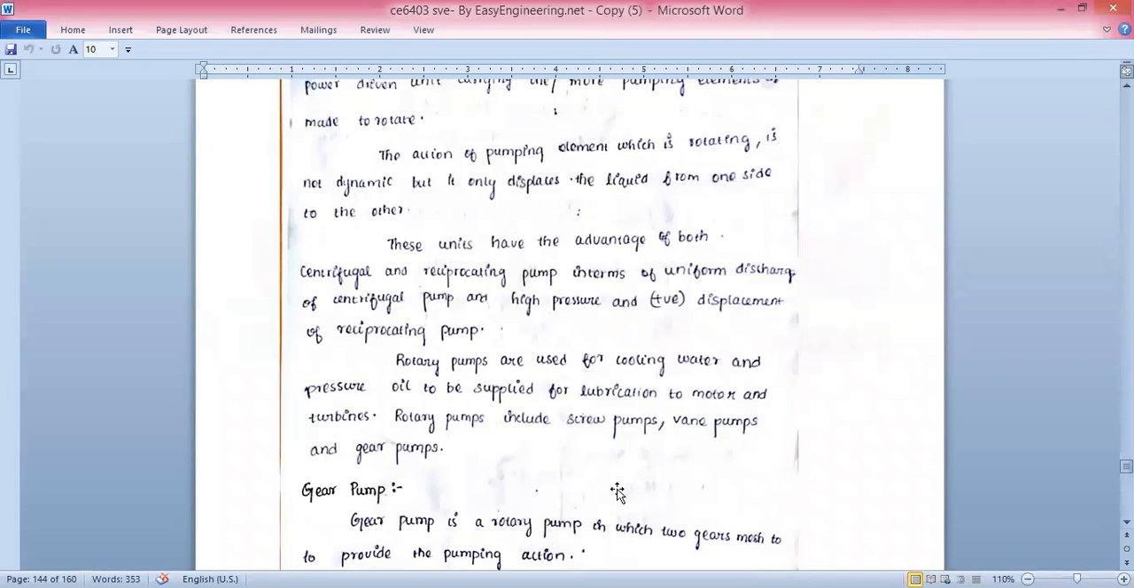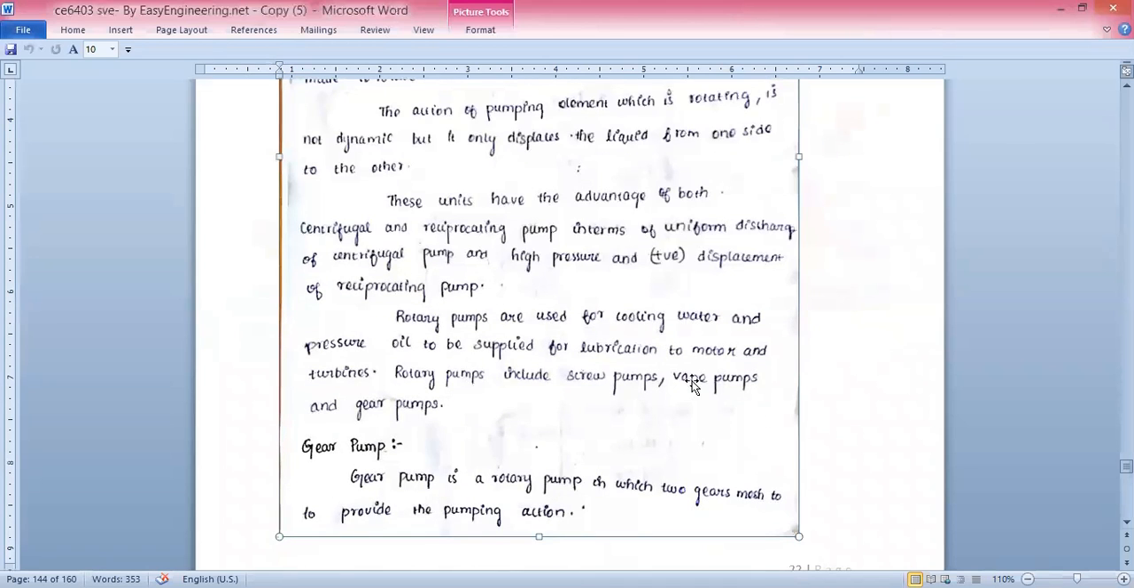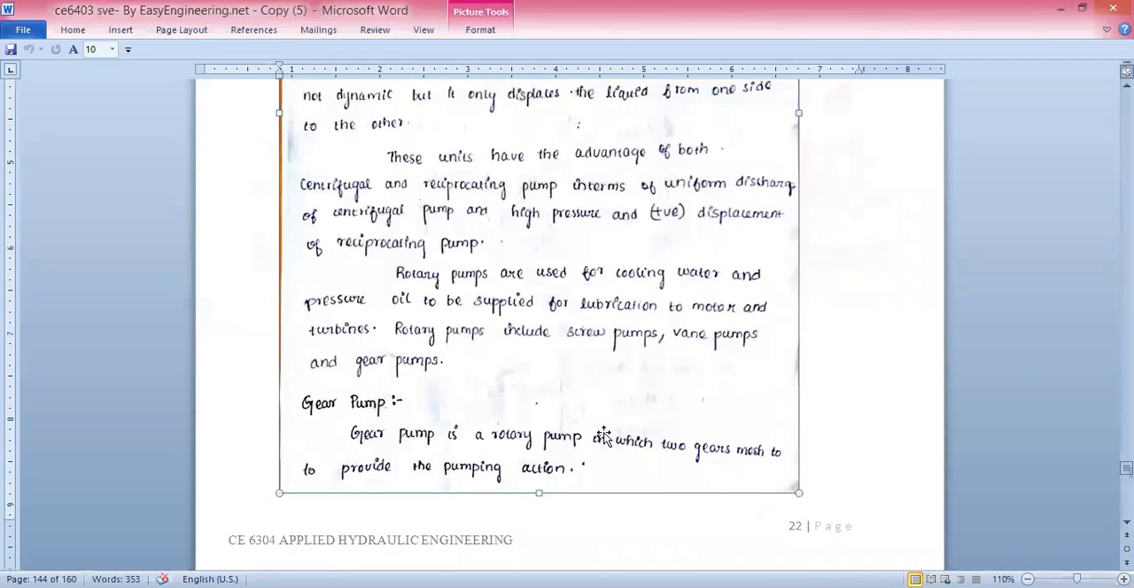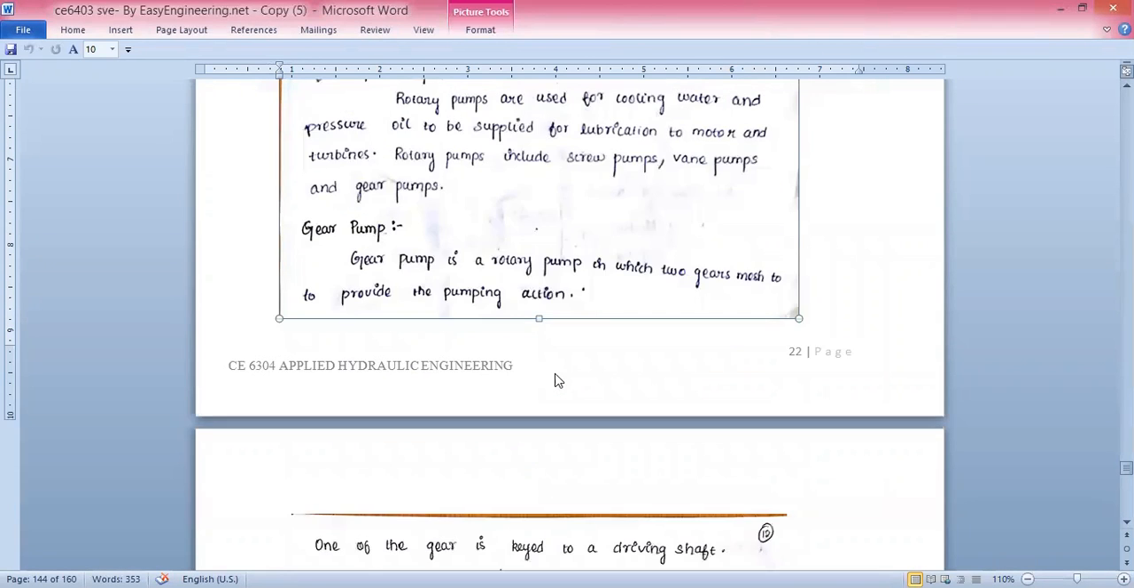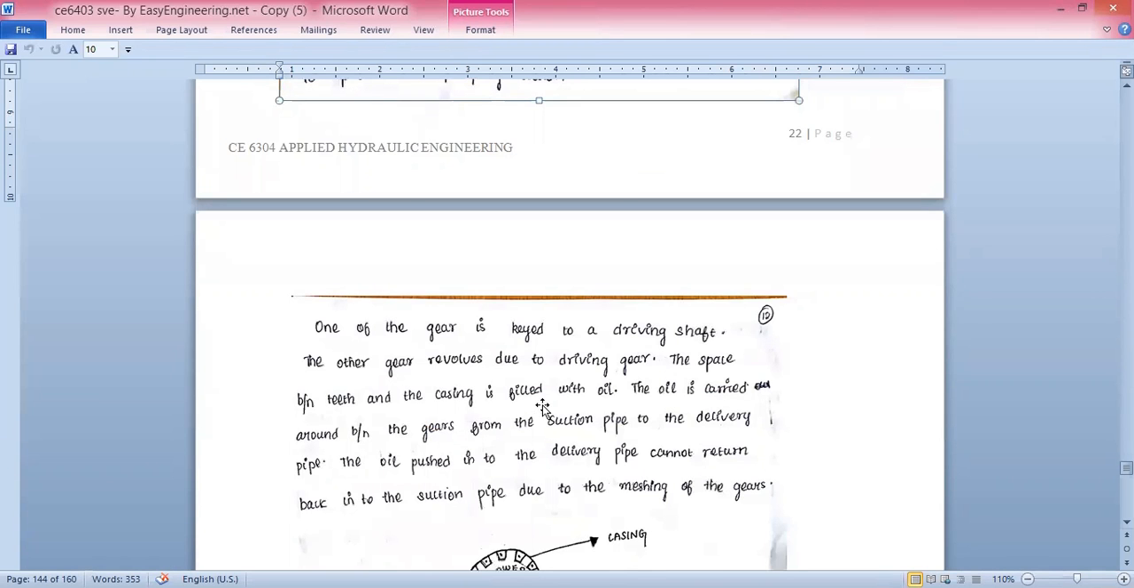And further we see the rotary pumps include screw pumps, vane pumps and gear pumps. So these are some examples of rotary pumps. Let's see something about the gear pumps. So in a gear pump, how does this rotary pump work? The gear pump is a rotary pump in which two gears mesh to provide the pumping action. One of the gears is keyed to the driving shaft. The other gear revolves due to the driving gear.